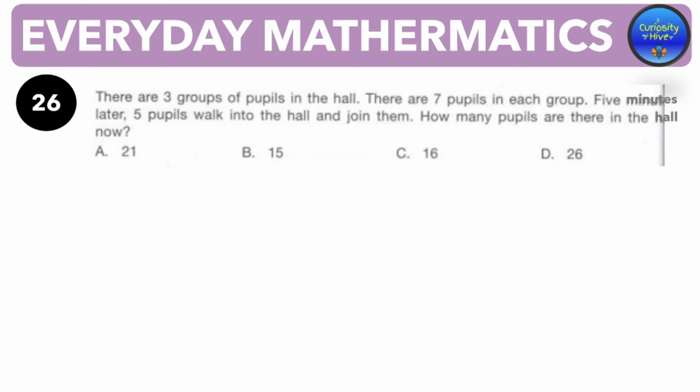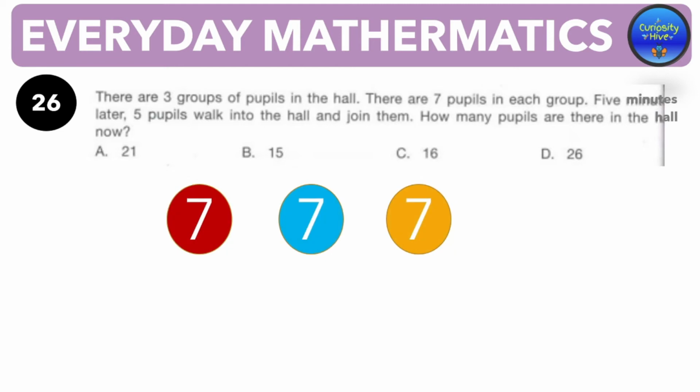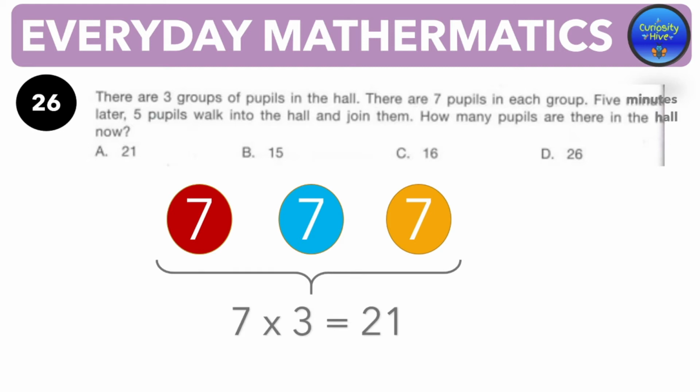So let's visualize it. There are 3 groups of 7 pupils each. So in all, we have 7 times 3, that is equal to 21 pupils in the hall. Now after 5 minutes, 5 more pupils get added. So 21 plus 5 is the total number of pupils in the hall, which is 26. So your right answer is option D.